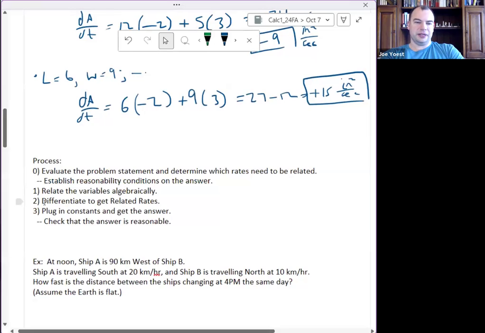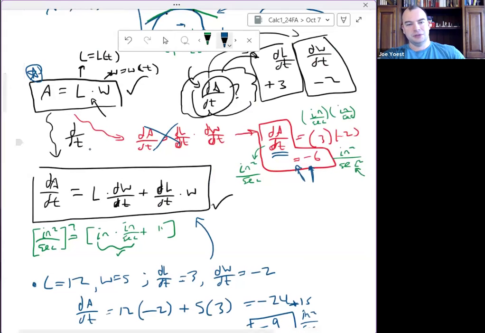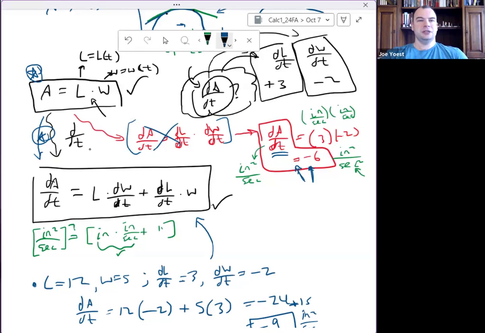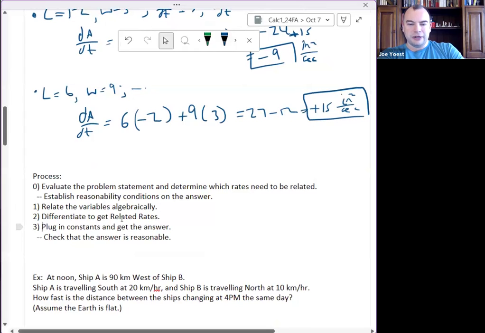Once we have the underlying variables related, we differentiate to get related rates. So this is our calculus step. We want to differentiate carefully, and be careful that we don't make silly mistakes like this. After we differentiate, it's a good thing to check, because when we differentiate, we change the units around a bit. So we should check again and make sure all the units mesh correctly, and that our derivative makes sense in the context. Very importantly, only after we differentiate do we plug in the constants.